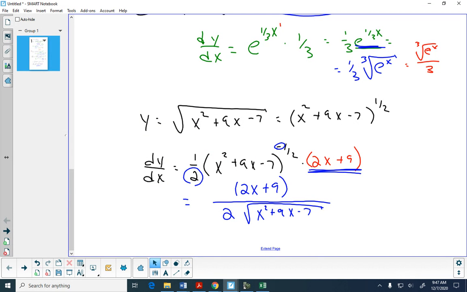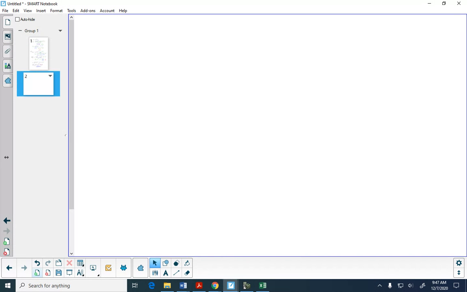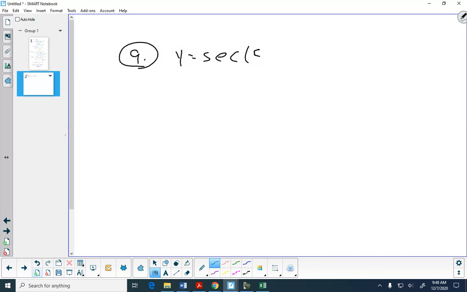Go to the second worksheet, and what I'm going to do is we're going to do number 9 together, because the trig functions tend to be the ones that give us a little bit more difficulty. So if you pull out your second worksheet in your packet, just take a look at number 9, which is y equals secant of 5x squared.